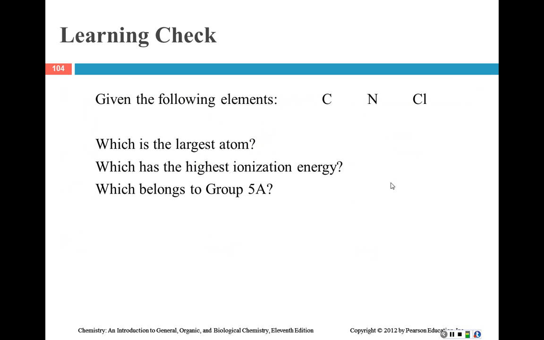So given the following elements, which one would be the largest? That is, which one has the largest radius? Which one would have the highest ionization energy? And which one belongs to group 5A? So look at that periodic table, look at the trends in the properties, and see if you can figure it out. You're going to be comparing which one's farther down a group, which one's farther to the left or the right to answer these.